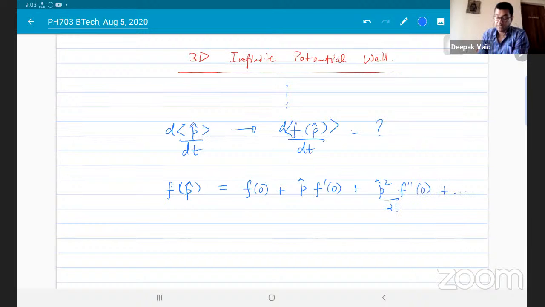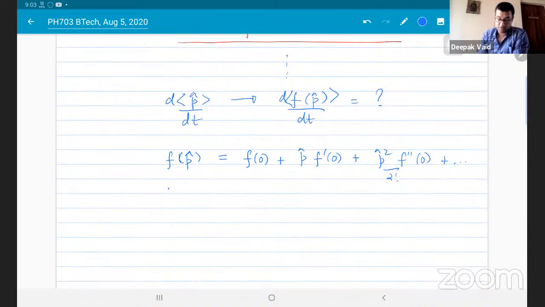Okay. And what will you find? You will find that d of f by dt will give you, the first term will just give you 0, right? The second term, when you look at this expectation value, will give you this f prime 0 times the expectation value of dp by dt. So the Ehrenfest theorem only applies to this term, right?